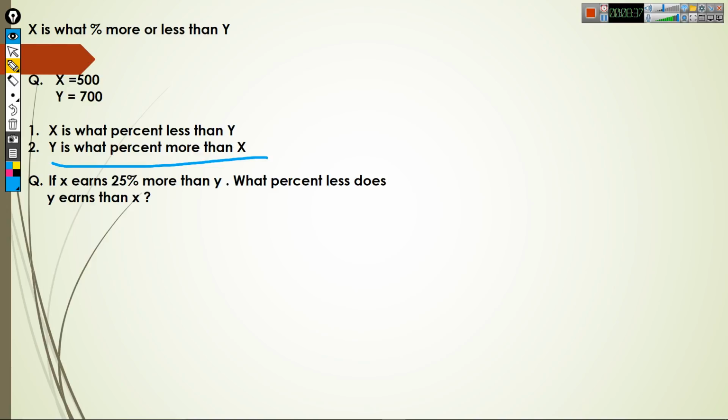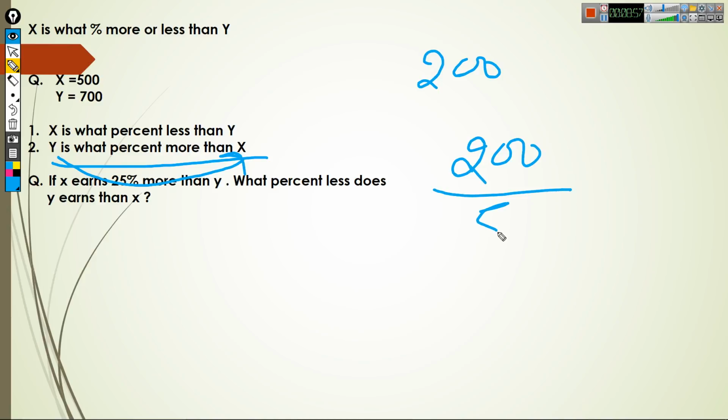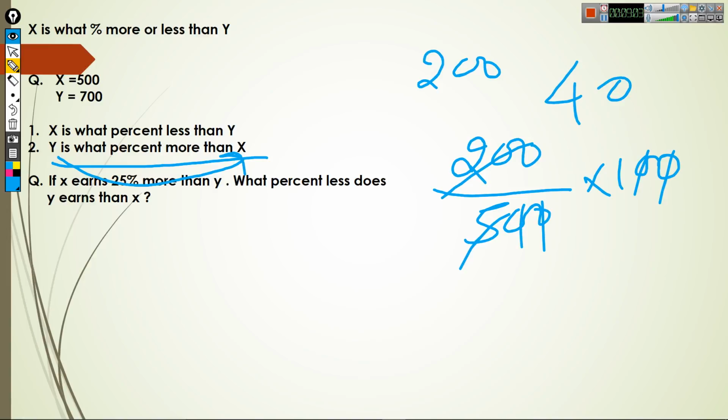Now here, y is what percent more than x? Now we are comparing y with x. Now the value of x will come in the denominator. Again, you will take the difference. So the difference is 200. 200 is how much more than x? Means 200 by 500 multiplied by 100, which is 40. So y is what percent more than x? Y is 40% more than x.